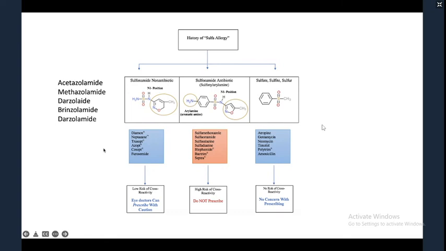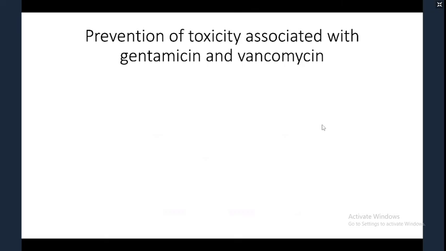But drugs like acetazolamide and methazolamide, although they have the sulfonamide moiety, they lack the arylamine moiety which is responsible for sulfur allergy, so they can be given under observation. And although sulfites and sulfates have sulfur in their formulations, you can safely give these drugs, the ones in the right hand corner, without any problem to patients with sulfur allergy.